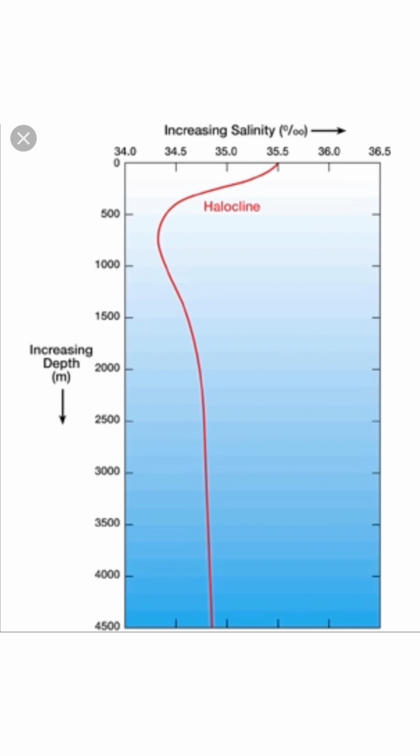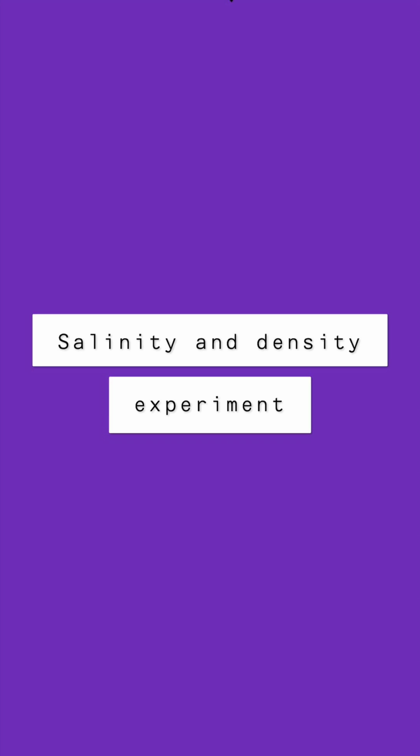Halocline is caused by a strong vertical salinity gradient within a body of water, so the water that is rich in salt sinks below the water less rich in salt. The graph shows the increase in salinity as there is an increase in depth.